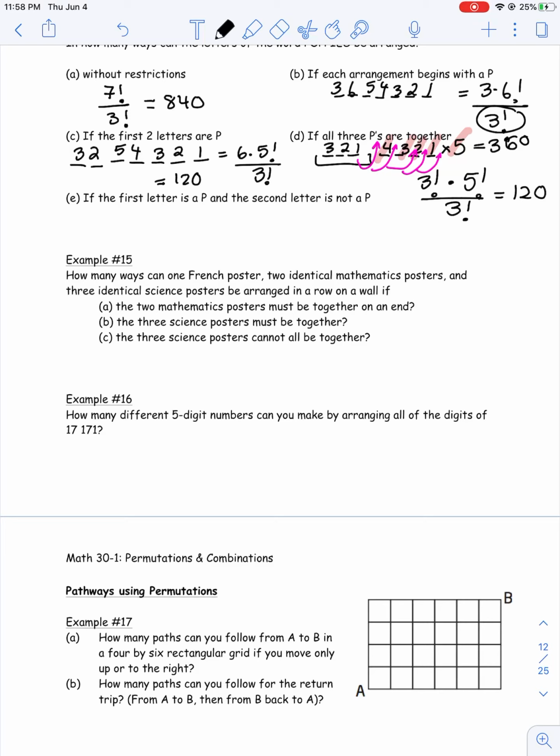If the first letter is a P and the second letter is not a P. So we have 3 choices for the first spot.